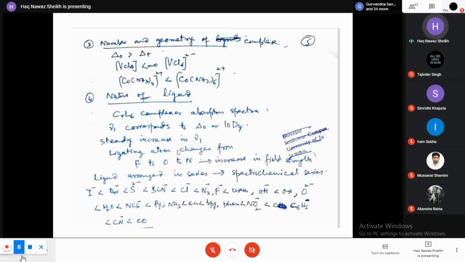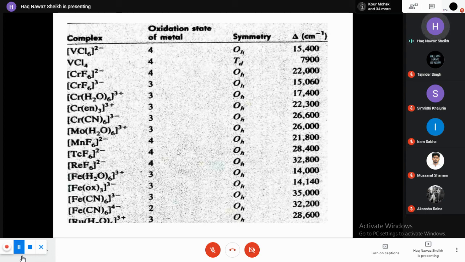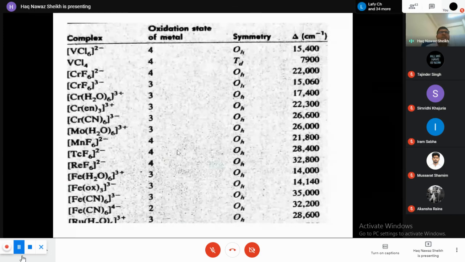Secondly, these are the values, before going into the failure. These are the values for your reference. This is in Huheey's book. The data there: vanadium in the +4 oxidation state, where one complex is tetrahedral and one is octahedral, and see the delta in centimeter inverse. This is a huge difference. Same metal, same oxidation state, but different geometry.